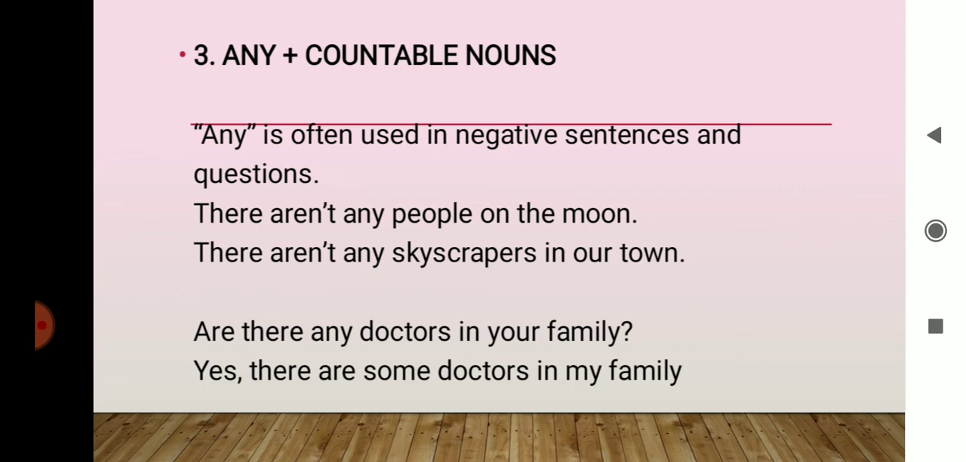There aren't any people on the moon. There aren't any skyscrapers in our town. Are there any doctors in your family? Yes, there are some doctors in my family.